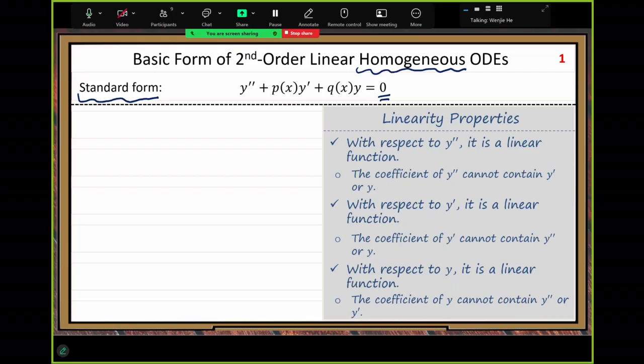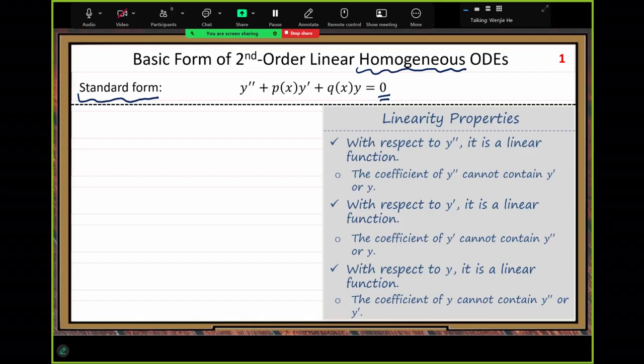Because sometimes you are given a function where these three conditions are satisfied, but the right hand side is not 0, it's 1. If the right hand side is 1, you cannot call it a linear ODE. That 1 will break the linearity. Later I will show you that simple example. The right hand side must be 0. If it's 1, later I will give you a counter example.